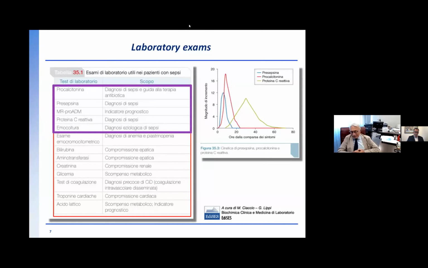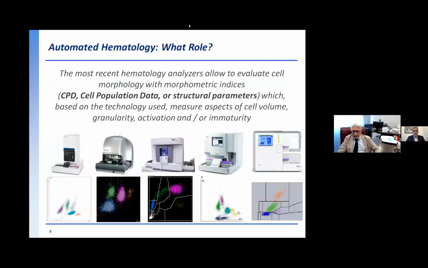And then for etiological diagnosis, we've got hemoculture, for the circulation in the blood of these germs. But of course, we have other types of examinations that identify organ damage, liver damage, coagulation tests. And so we know that sepsis is followed by this, and then the lactic acid. And then the complete blood count and examination is very important.